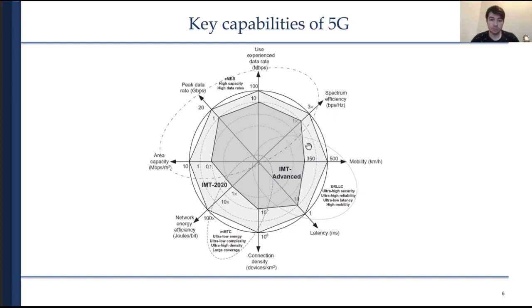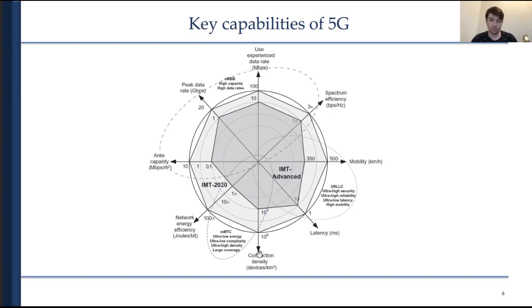The spectrum efficiency we want to increase by 3 times, but actually this might not be that possible because, as we'll talk about later, the spectrum efficiency is actually very close to its limit. Then the mobility. Currently, the peak mobility that can be handled by 4G is 350 kilometers per hour, and we want to extend it to 500 kilometers per hour. Latency should be reduced by 10 times, so from 10 milliseconds to 1 millisecond.